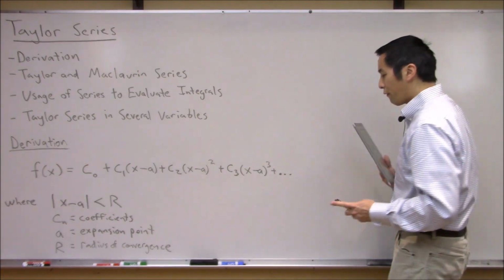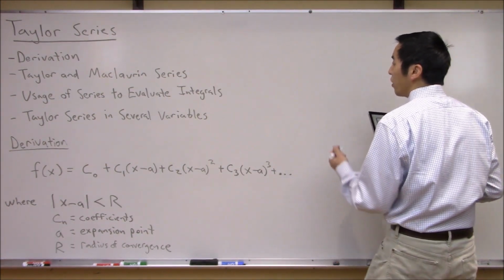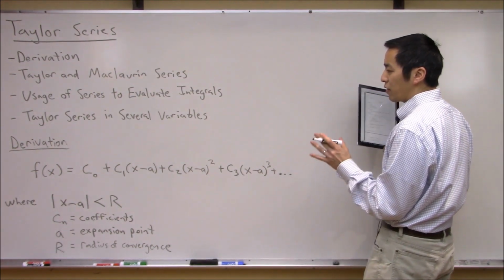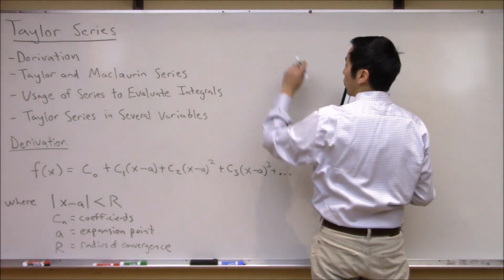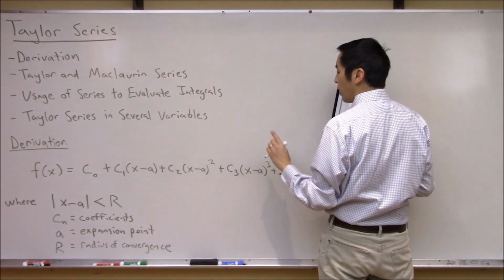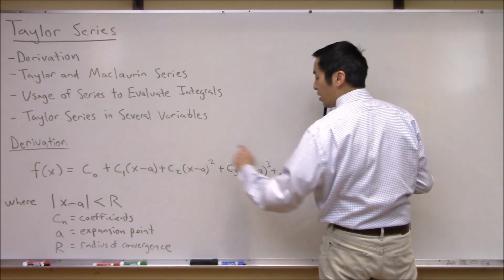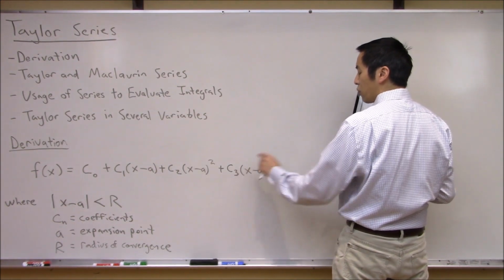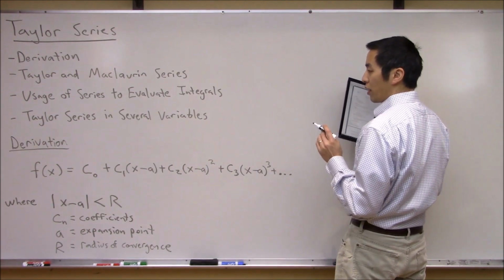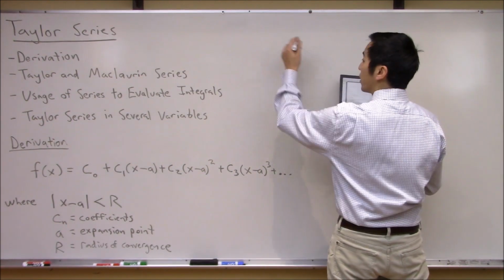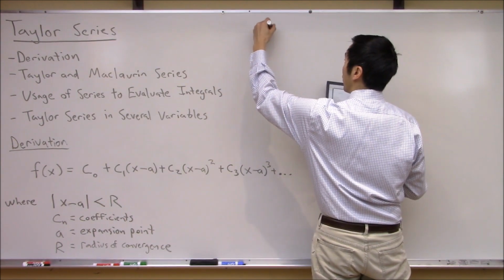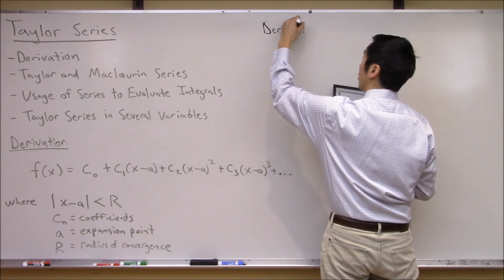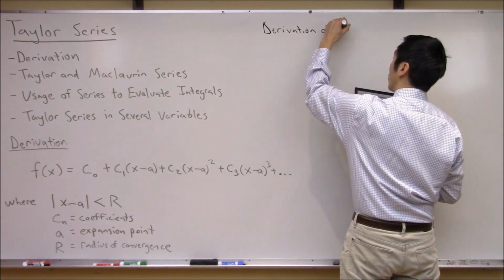Okay, so the first thing we need to ask ourselves is we want to look for a very specific set of coefficients for our Taylor series. So the Taylor series is what we get if we use a very specific way to calculate C0, C1, C2, C3 for this power series. So let's quickly talk about the derivation of these coefficients. So the derivation of coefficients.